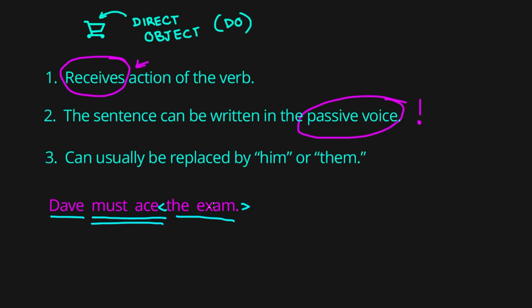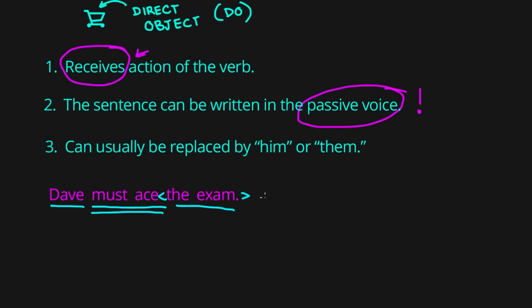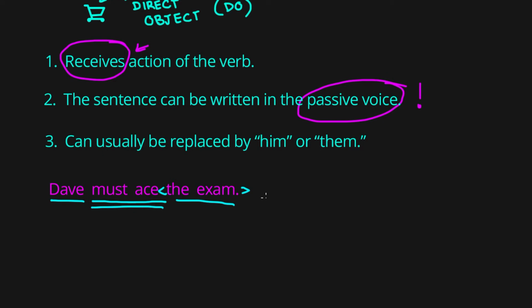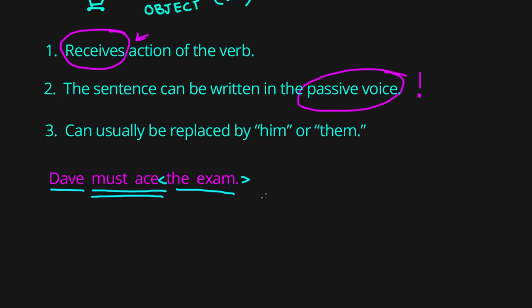Okay, so we ask ourselves, does he receive the action of the verb, the exam? Is Dave acing the exam? Yes, he is. Most definitely. And can we write it in the passive voice? Well, if we tried to, we would write, the exam must be aced by Dave. So boom, there we have it. We can see that the exam, we've tested for it, that is our direct object. And when we wrote it in the passive voice, the exam must be aced by Dave, the direct object began our sentence there. So let's look at one more example.